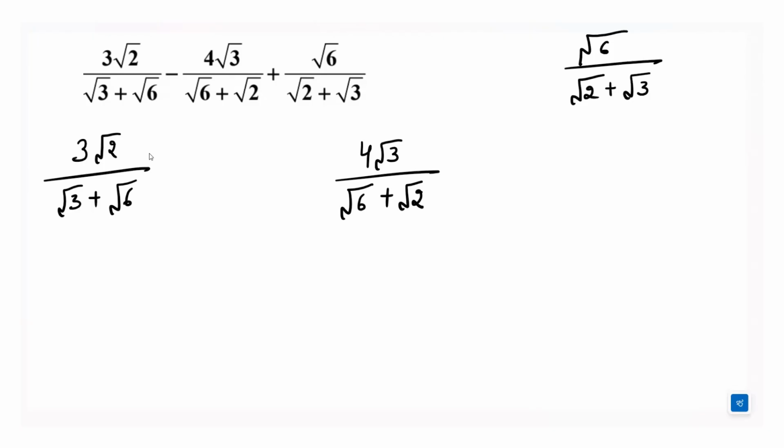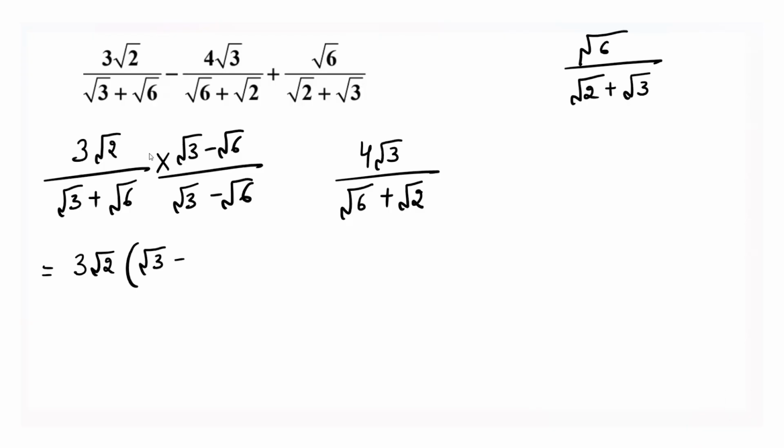So if I have to solve the first one, I have to change the sign. So we have to multiply it with root 3 minus root 6 over root 3 minus root 6. So we'll get 3 root 2 bracket root 3 minus root 6. Again the formula is (a plus b) into (a minus b), which would be equal to a square minus b square. So we'll do that.